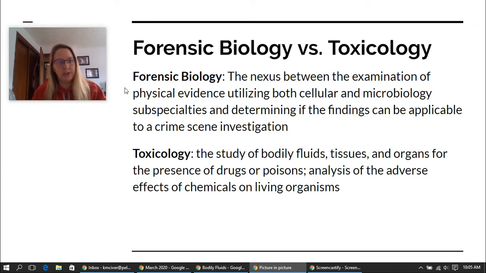Whereas toxicology is the study of body fluids, tissues, and organs for the presence of drug or poison. That analysis then can determine the adverse effects of the chemical on all living things. So we hear a lot of times that MEs will run tox reports, but what does that actually mean? Basically, they're just seeing whether or not there was a presence of drug or alcohol on the body and what did that have to do with the crime that happened.